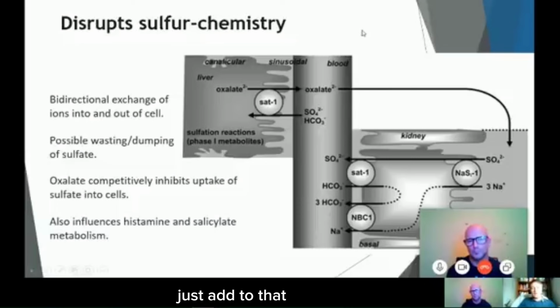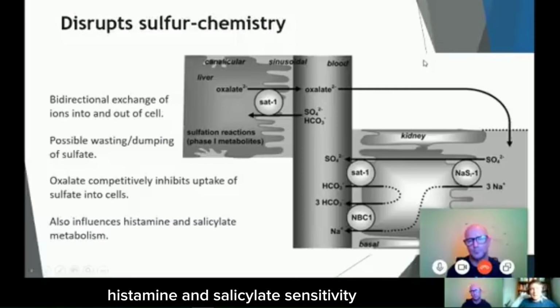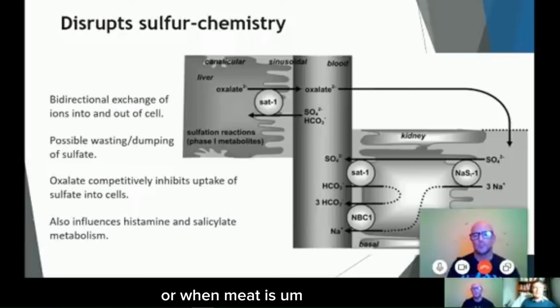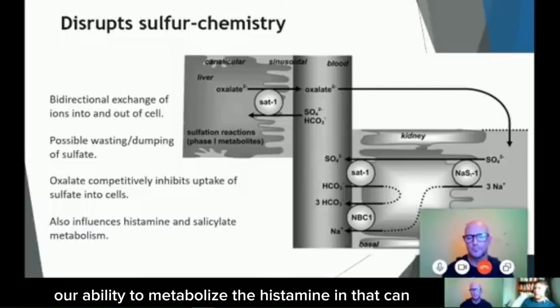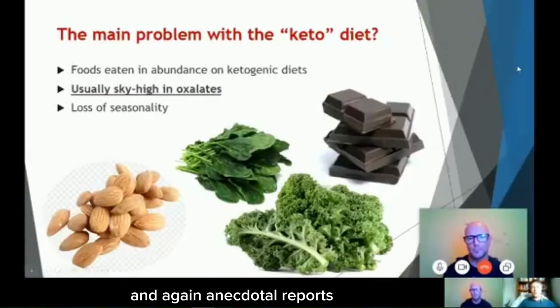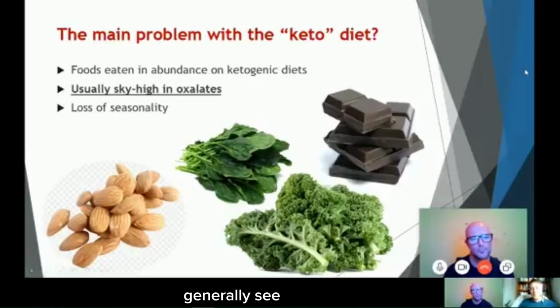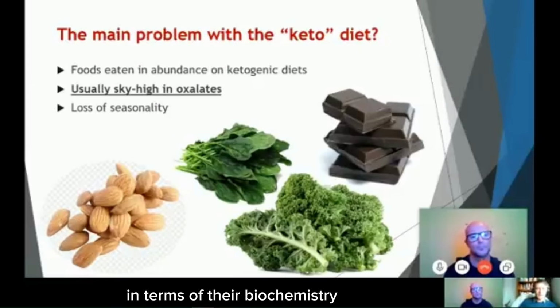And just to add to that, people with oxalate problems also usually have histamine and salicylate sensitivity. So problems metabolizing these various plant compounds, or when meat is left to cook for too long, or left overnight, our ability to metabolize the histamine in that can basically be screwed by oxalate. And again, anecdotal reports suggest that people who reduce oxalate in the diet generally tend to see benefits on multiple different fronts in terms of their biochemistry.